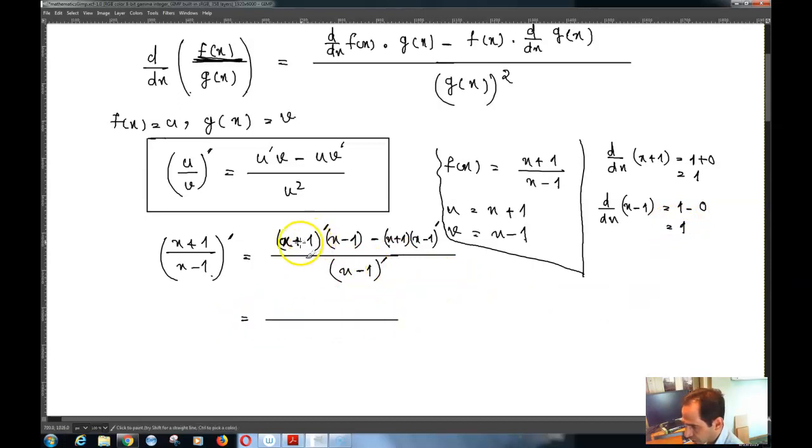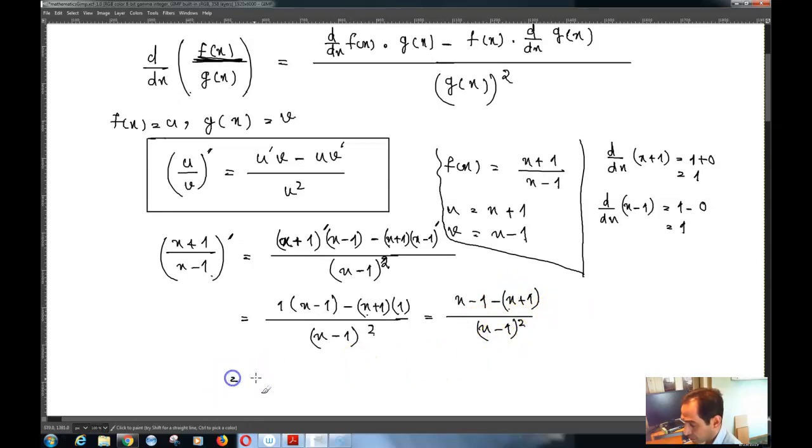So then I can write x plus 1 over x minus 1 whole prime as 1 times x minus 1, minus x plus 1 times 1, over x minus 1 whole squared, which is x minus 1 minus x plus 1 over x minus 1 whole squared, which is x minus 1 minus x minus 1 over x minus 1 whole squared. The x and negative x you can cancel out. You have negative 2 over x minus 1 whole squared.